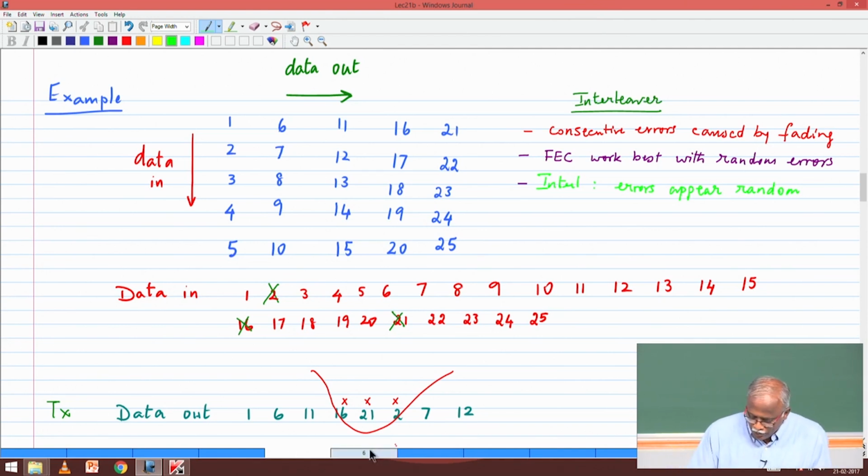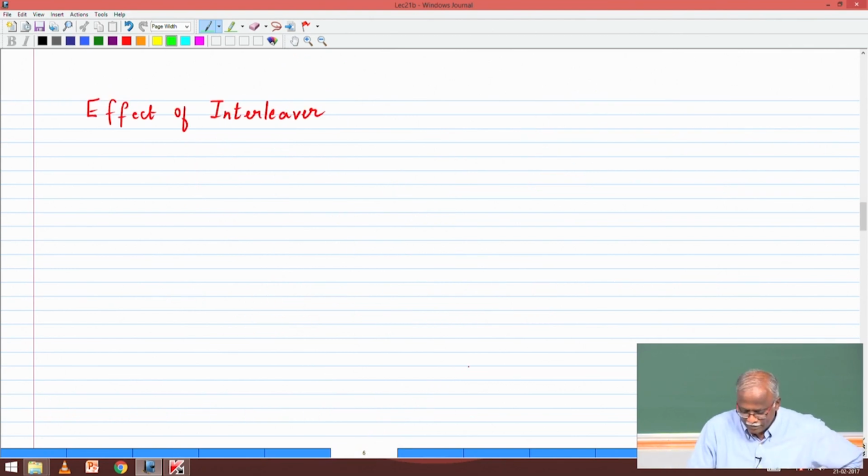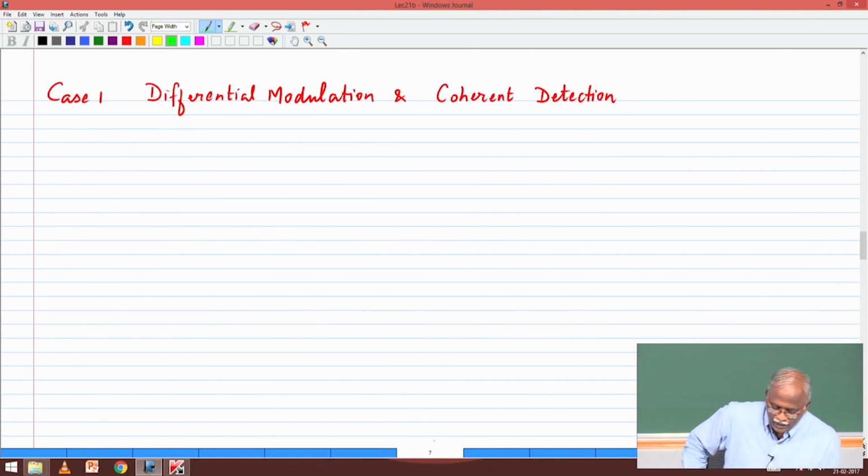Okay, so now let me move into the effect of the interleaver. We have already said it will make the consecutive errors appear random. The two questions that we wanted to look at: coherent and differential cross combinations. Coherent modulation with coherent detection and differential modulation with differential detection have already been studied. Now let's look at the cross combinations. And again, this is more for us to make sure that we have a good handle on the fading channel and our ability to work with this type of environment.